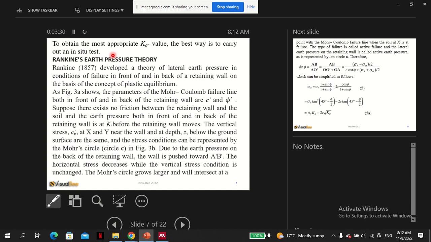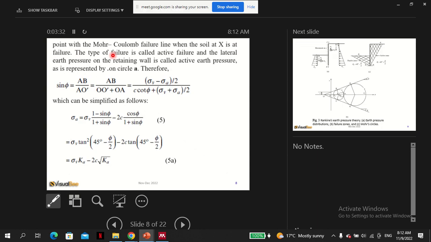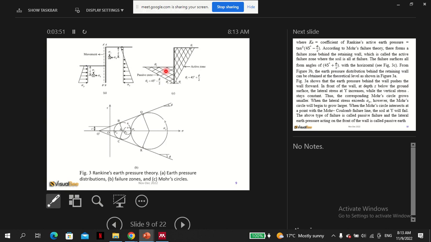So the Mohr circle grows larger and will intersect at a point with the Mohr-Coulomb failure line when the soil at X is at failure. So the type of failure is called active failure, and the lateral pressure on the retaining wall is active pressure, as represented in circle A. So this is circle B and circle A.